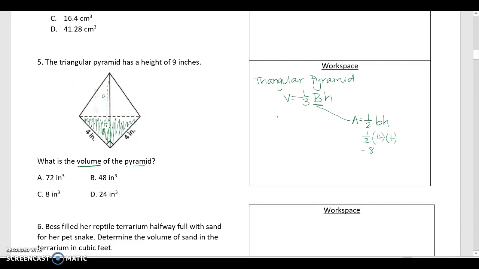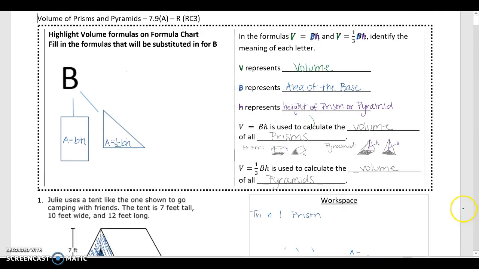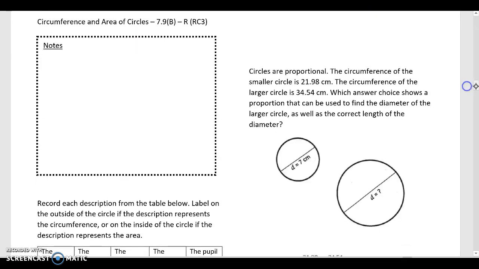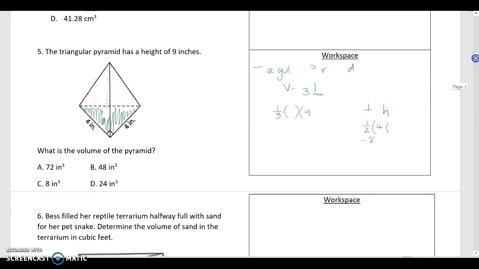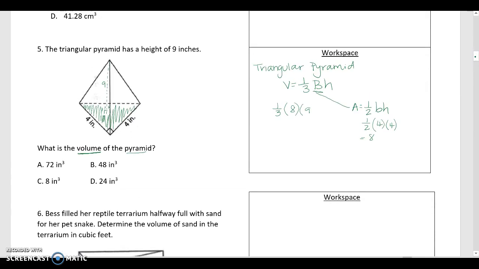So I'm going to plug it in. I keep my 1/3. My area of the base was 8. And the height of my pyramid is 9. I want to see if either of these numbers are divisible by 3. I know 9 is divisible by 3. So 9 divided by 3 is 3. And I just have 3 times 8 is 24 inches cubed. All right? Answer is D.